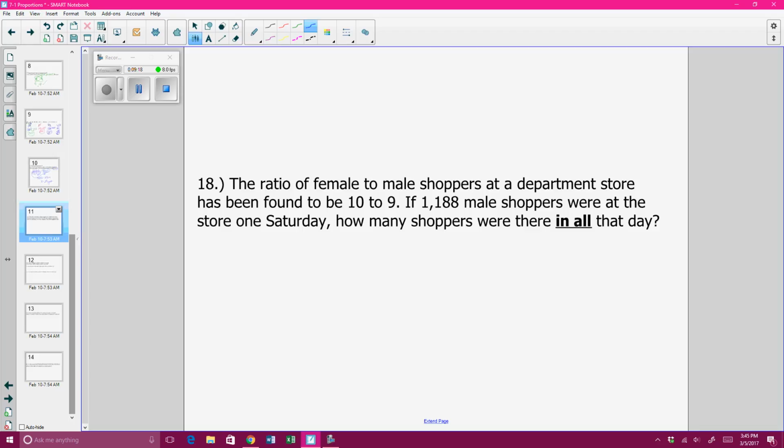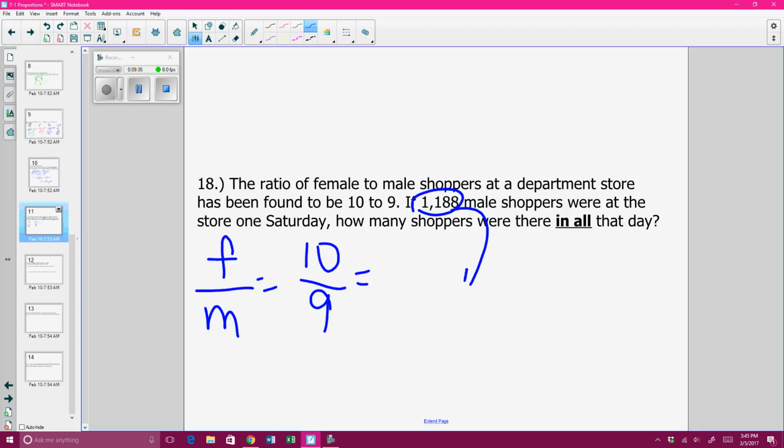I'll do this last one with you, and then you guys can work on the next three by yourself before you move on. So it says the ratio of female to male shoppers is found to be 10 to 9. And there's 1,188 male shoppers. So I'm going to put that in the denominator of my fraction.